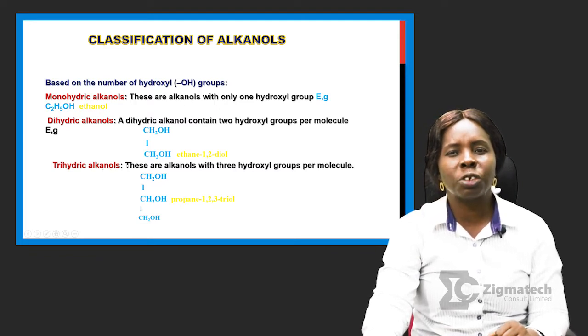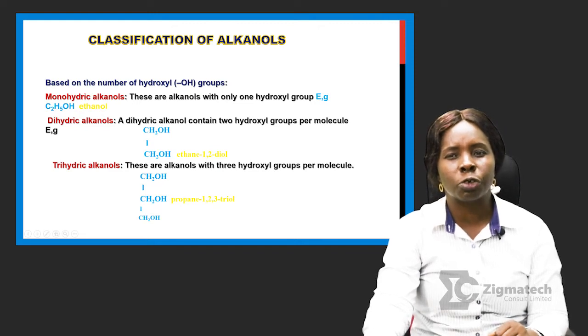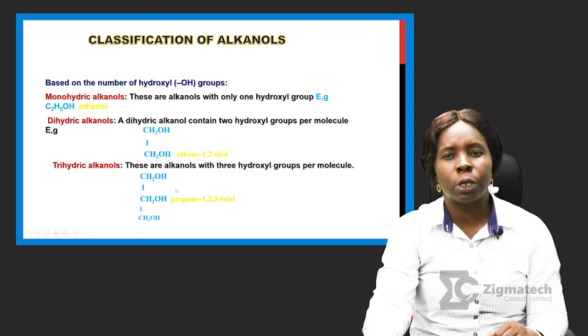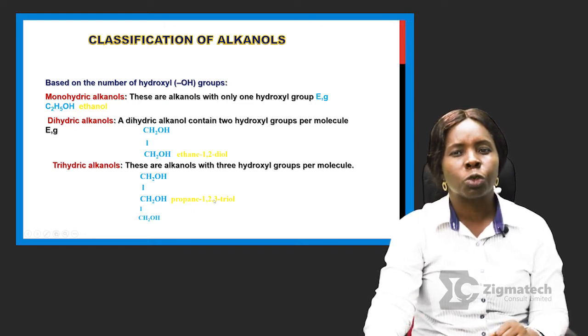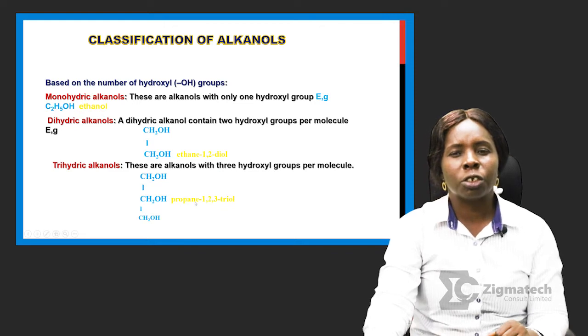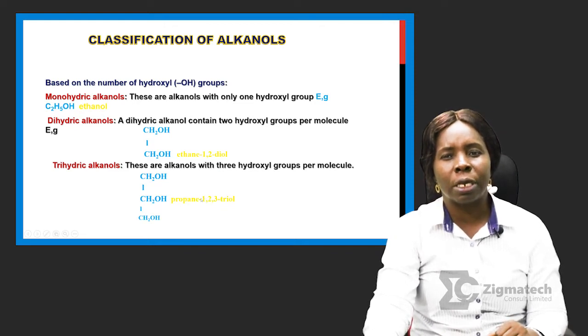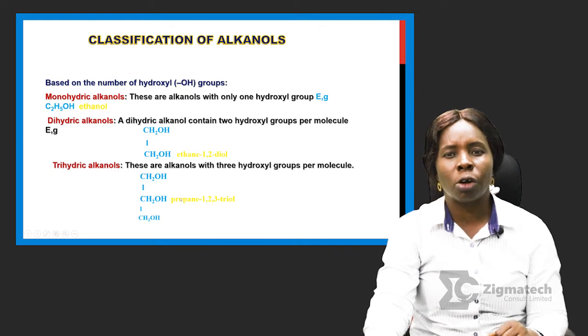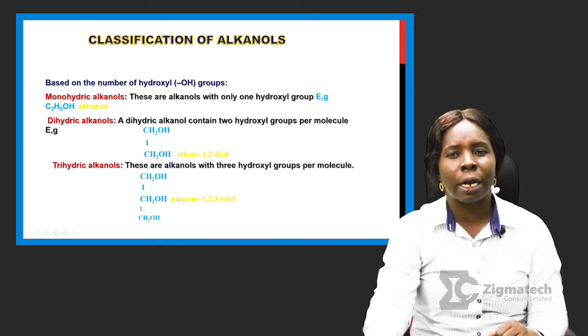Now the trihydric alkanols are alkanols with three hydroxyl groups per molecule. A typical example is propane-1,2,3-triol. The trivial name, or the common name, is glycerol. So you can see it has 3 carbon atoms and it has 3 hydroxyl groups. Propane-1,2,3-triol is a trihydric alkanol.